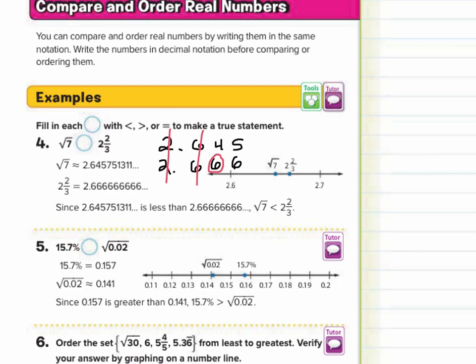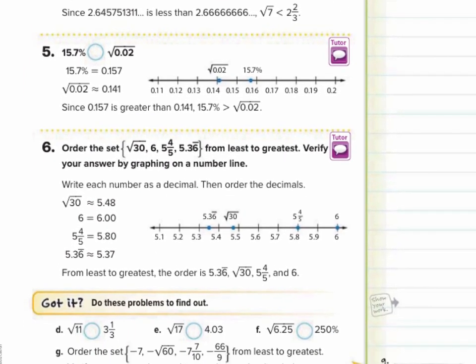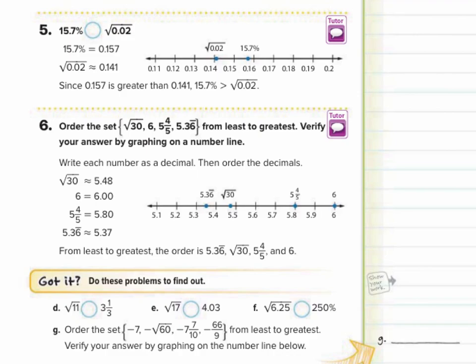The other type of question we're going to be asked to do: order the set, the square root of 30, 6, 5 and 4/5, and 5.3 with the 6 repeating, from least to greatest. Verify your answer by graphing on the number line. Same process, except there's just more numbers here. Write each number as a decimal, then order the decimals. And so the square root of 30 is 5.48, 6 is 6.00. We'll get back to why we put the zeros there in a moment. 5 and 4/5 is 5.80. 5.36 repeating, we'll just call it 5.37. We'll kind of round it now.